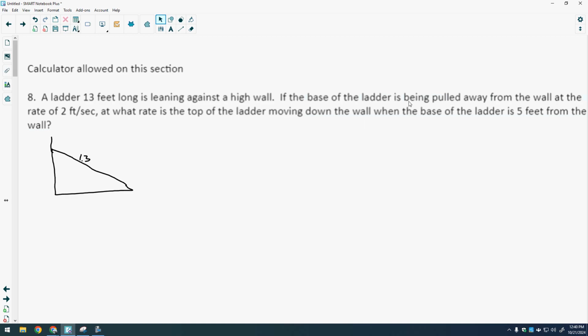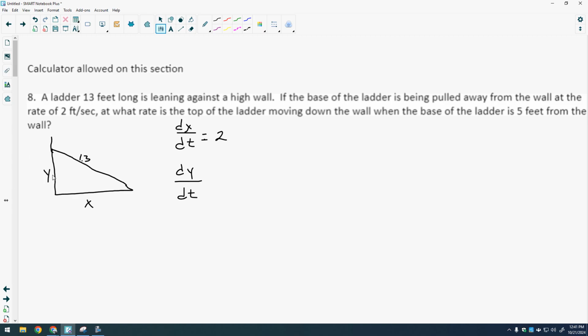Base of the ladder is being pulled away from the wall at the rate of 2 feet per second. I'm going to call this x. I'm going to call this y. And so I know that dx/dt, the rate at which x is changing, the base of the ladder is being pulled away from the wall. So this x value is getting bigger, so this is going to be a positive 2 feet per second. I'm just going to write 2 because that's my dx/dt. At what rate is the top of the ladder moving down the wall?